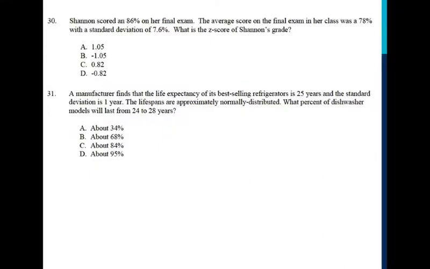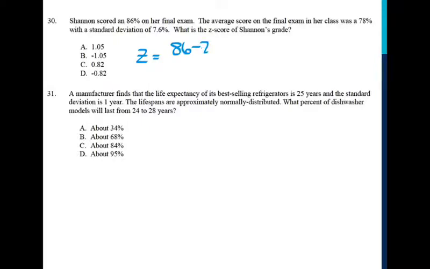All right. Shannon scored an 86 on her final exam. The average score for the final in her class was 78% with a standard deviation of 7.6. What is the z-score of Shannon's grade? So to calculate the z-score, you're looking at your piece of data, which is Shannon's score, which is 86, minus the mean, which is 78.